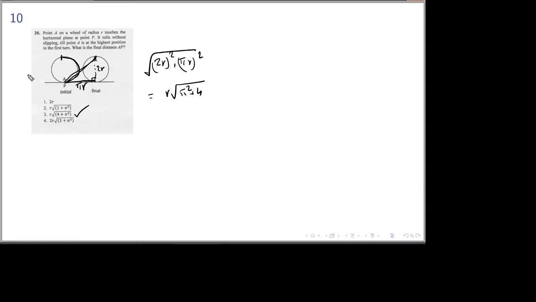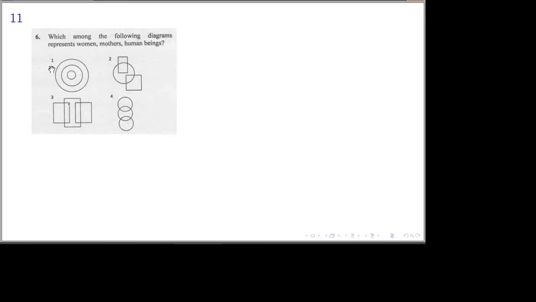Okay. Yeah, so this motion, the locus of this point has a special name. It's called cycloid or something. Probably you already know it. Anyways, okay. So next problem.